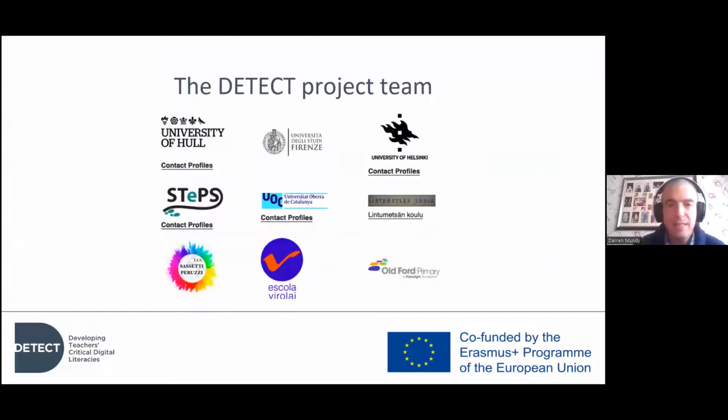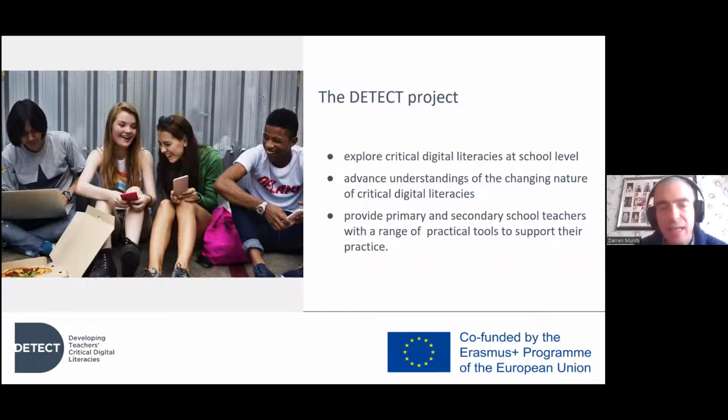So, let's go back a second. The DETECT project team consists of nine partners from four countries, from Italy, from Catalonia in Spain, and from Helsinki in Finland. Those partners included university partners, but also a series of primary, secondary, and tertiary education partners across Europe. So the DETECT project, as constructed, was designed as a transnational project exploring the delivery and creation of critical digital literacy skills in schools across a range of educational spectrums.